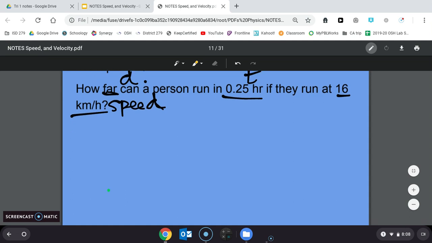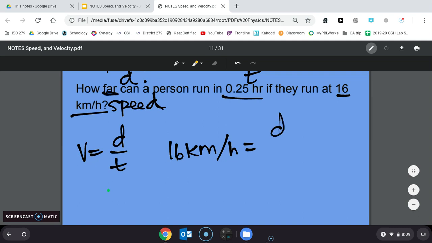If I use the original equation, I'll show you that way and then I'll erase it and show you the other way. I would plug in 16 kilometers per hour for V. I would plug in D for D because I don't know D, and then I would put 0.25 hours in for time. If you're comfortable with math and comfortable with algebra, you would probably already realize that all I would have to do is multiply these two numbers by each other to get my answer.